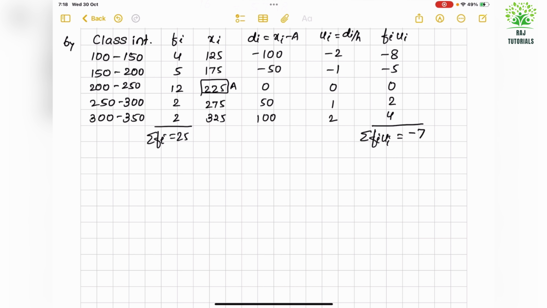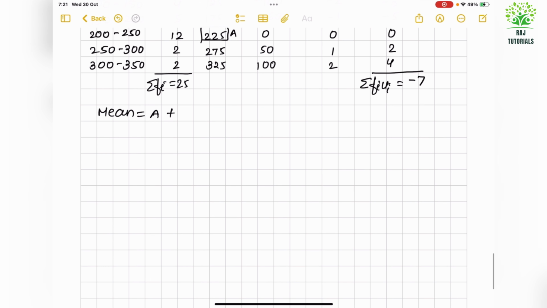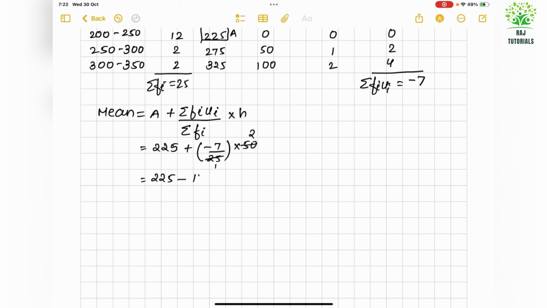So now the mean will be a plus sigma fi ui upon sigma fi, into h. So that will be 225 plus minus 7 upon 25 into 50. So 25 ones are 25, 25 twos are 50. So that comes as 225 minus 14, so that is 211.